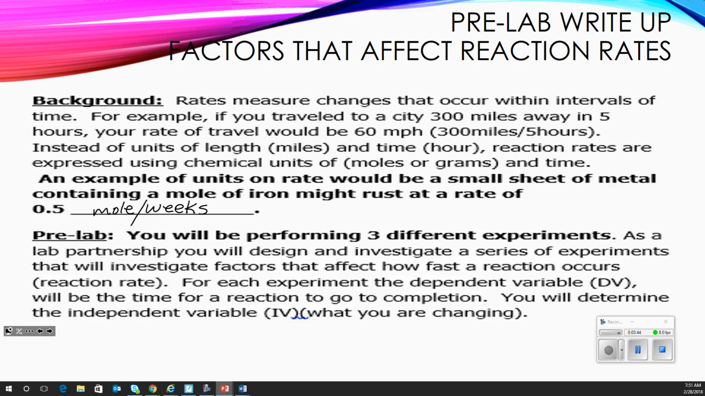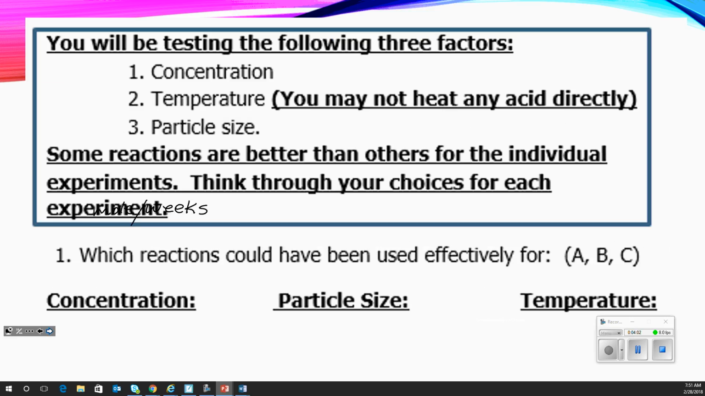The dependent variable is what you are changing. Okay, so dependent variable, what am I changing? Independent variable is the thing that changes because I changed the dependent variable. So if I change the particle size, then does the time increase? Kind of thing. Okay, so there's that.